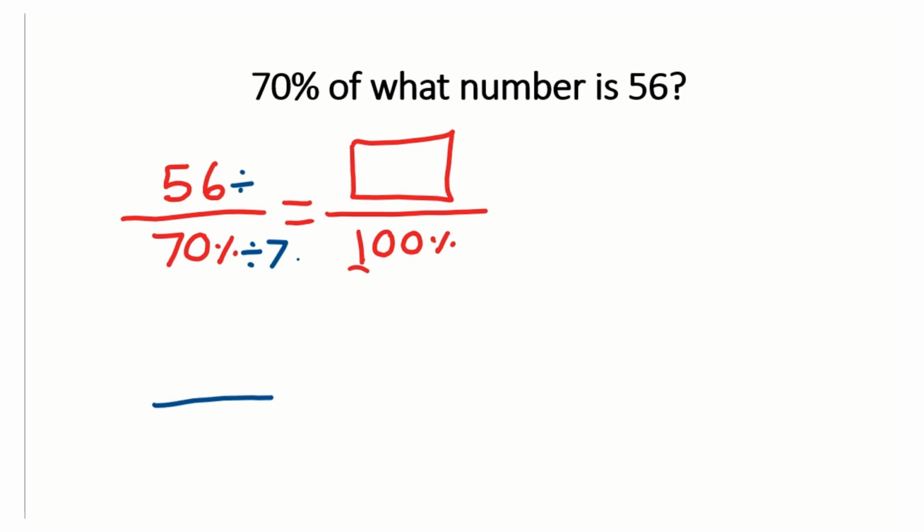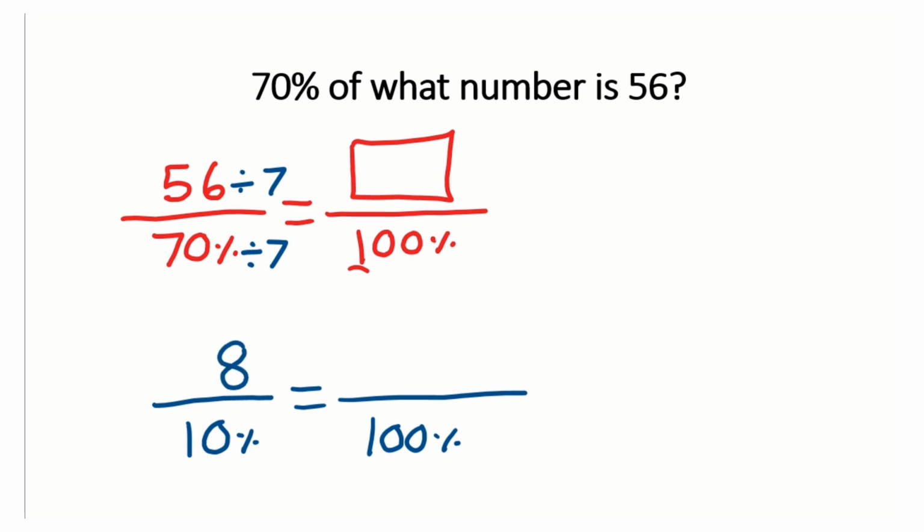So 70 divided by 7 is going to be 10%, which is a whole lot easier to turn into 100% than 70% ever thought of being. And then, of course, what I do to the bottom, I got to do to the top. And 56 divided by 7 is, in fact, 8. So I can go ahead and put 8 in the numerator.